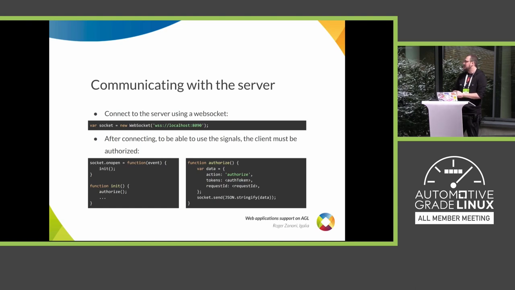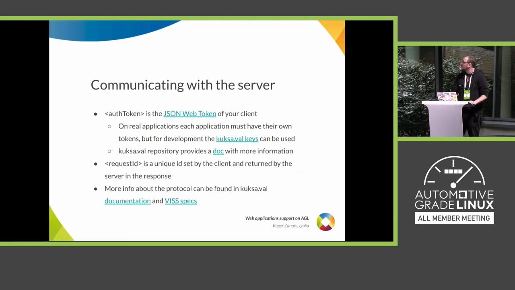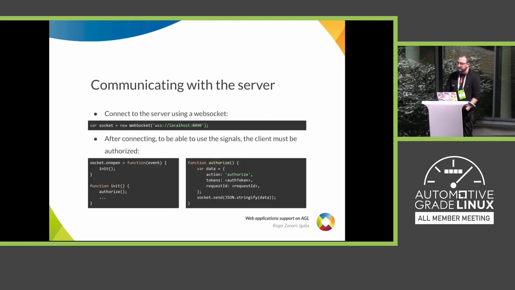You basically set up a new WebSocket and authorize and set up which signals you are subscribed to. This auth token is a JSON web token. On the demo platform, we use the super user token that's shipped with Kuksa. It's enough for testing. And the other parameters that are on this slide, like the request ID, are user-defined parameters.